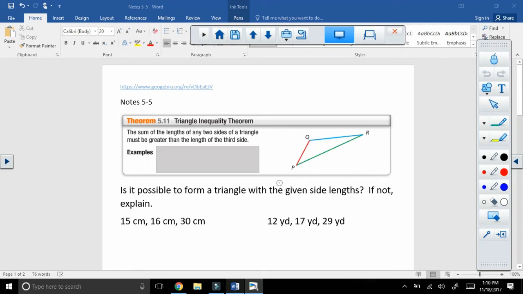The triangle inequality theorem actually says that the sum of the lengths of any two sides of a triangle has to be greater than the length of the third side. So in this triangle here, what that would mean is if you add PQ and QR, that would have to be more than PR. Because otherwise, if they were exactly the same, it would just be like that example where you have a segment on top of another segment.